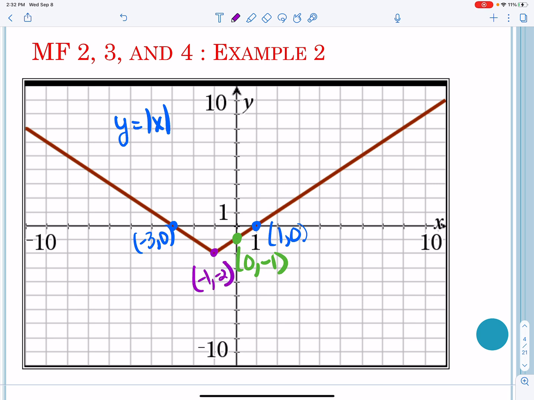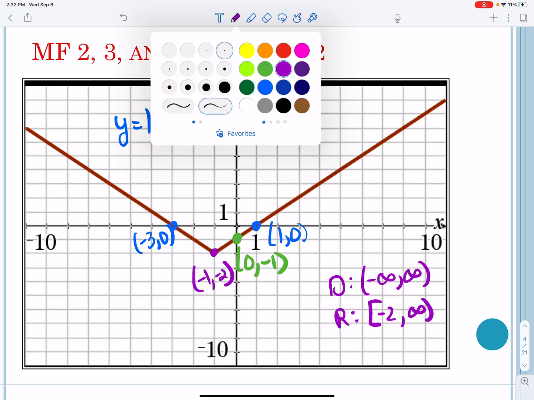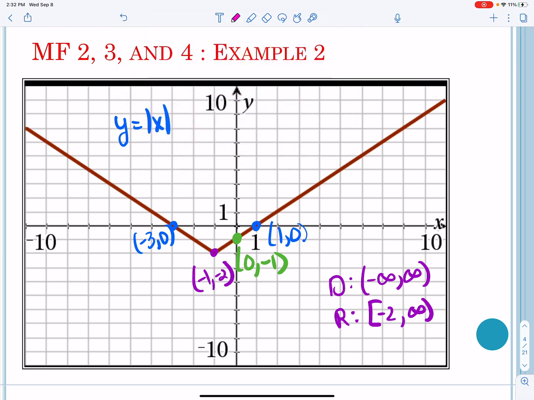Okay, what is the domain and what is the range? So my domain would be from negative infinity to infinity because it's an absolute value. And my range would be, my lowest point is at negative 2 with a bracket because it actually hits there, to infinity. Okay, the other thing we're going to do in class is we're going to write the equation. So I know it's been moved left 1, so you're going to put a plus 1 inside. We went over that today. And then I know it's been moved down 2, so I'm going to put a minus 2 outside.